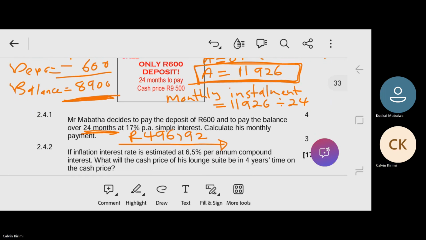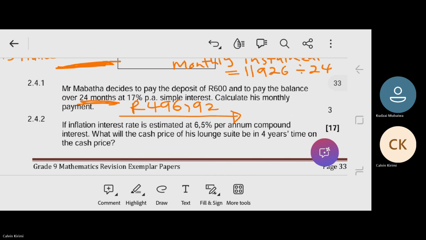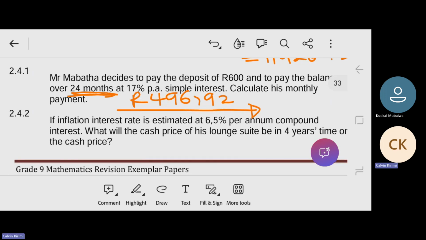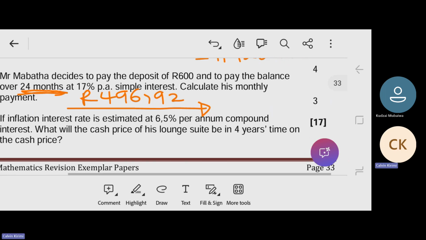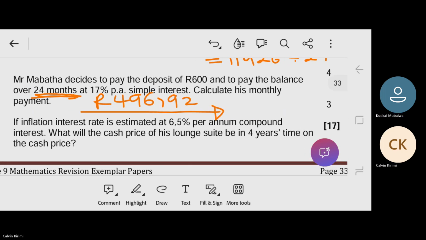Then they are saying the inflation rate is estimated at 6.5% per annum, compound interest, isn't it? What will the cash price of his lunch be in 4 years' time, on the cash price?